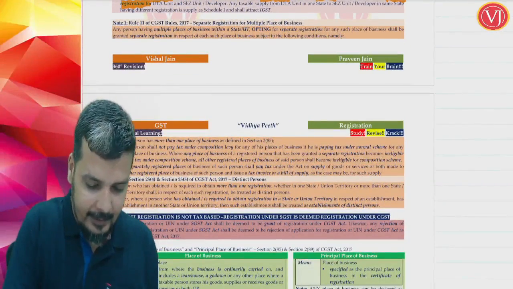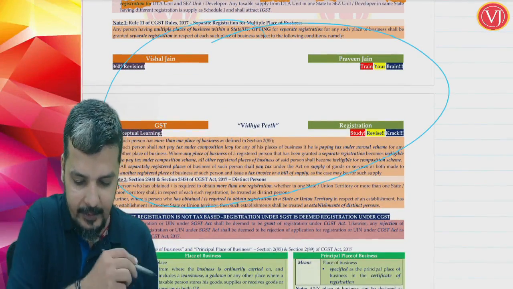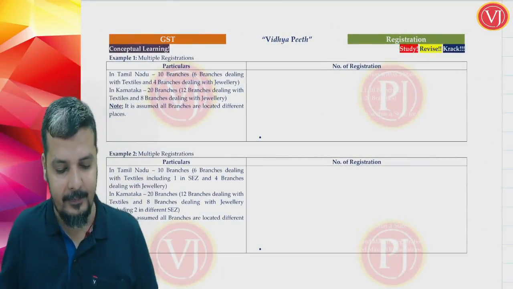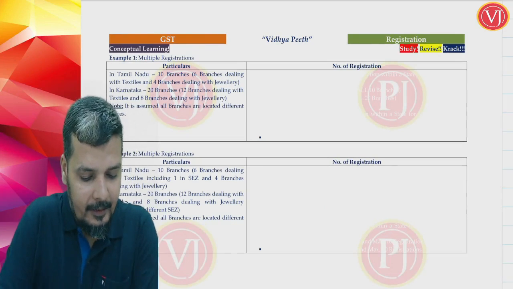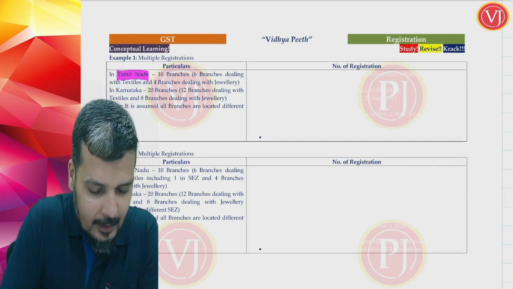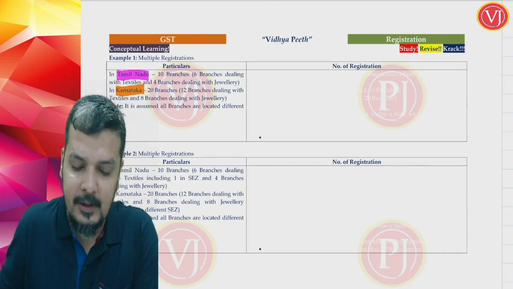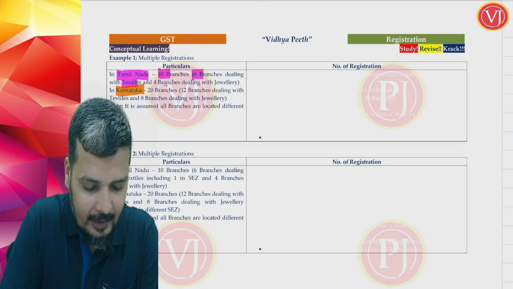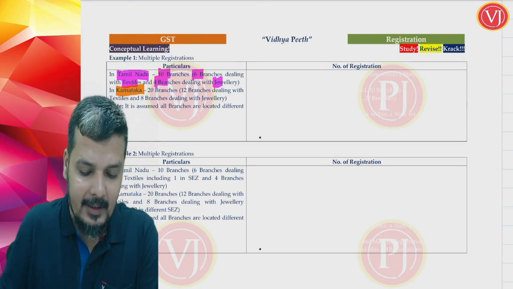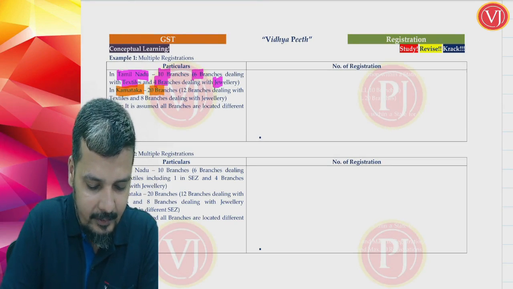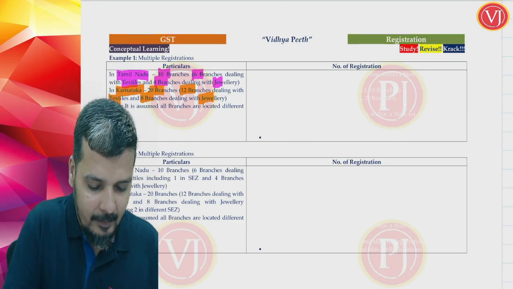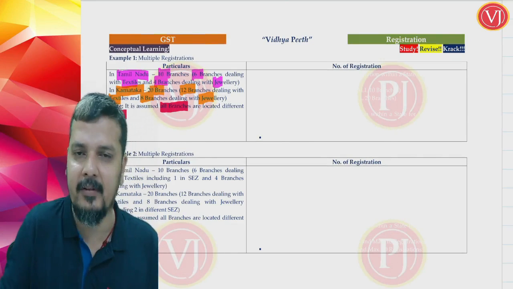Now let us understand this. This is all clearly given. Whatever we have discussed is given here. So let us take an example to conclude and understand that. Assume that you are working in Tamil Nadu and in Karnataka. In Tamil Nadu, you have 10 branches, 6 are dealing with textiles and 4 branches are dealing with jewelry. In Karnataka, you have 20 branches, 12 are dealing with textile and 8 are dealing with jewelry. Branches means all the branches; let us assume that all the branches are separate places of business.